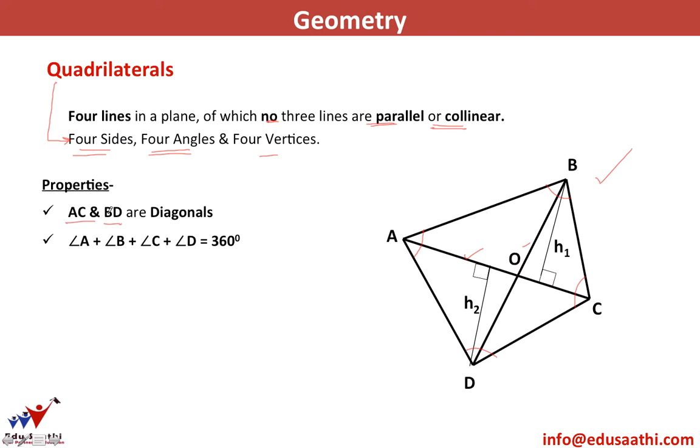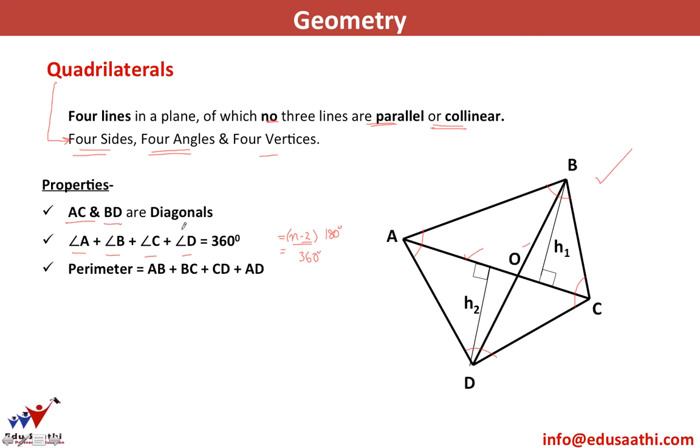The next thing that I need to know is that the measure of the interior angles adds up to 360 degrees. Even if you remember the formula for polygons that we have done, the sum of all the interior angles is (n minus 2) into 180. Here n is 4, so 2 into 180 gives me an answer of 360. The sum of all the interior angles of any quadrilateral would add up to 360 degrees.